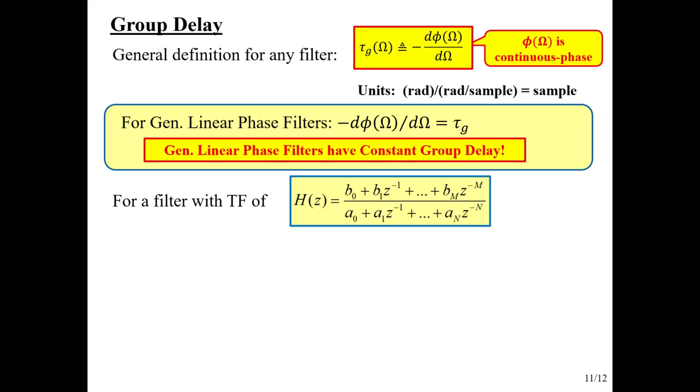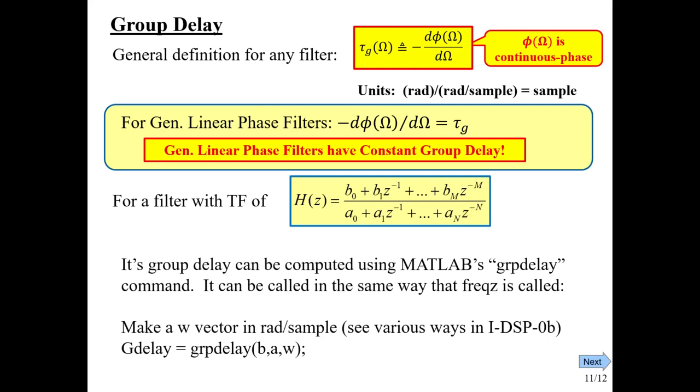Now, here's a filter with a transfer function that looks like that, and we can plug the B coefficients and the A coefficients into the command grpdelay. And like I show back in this video, make a W vector in radians per sample. Really I should think of that as an omega vector, but I don't like to write out omega as a variable, just kind of long and clumsy. So I just use W.